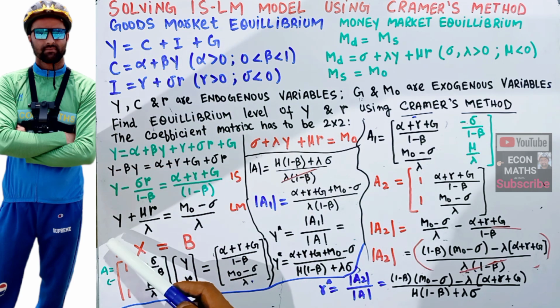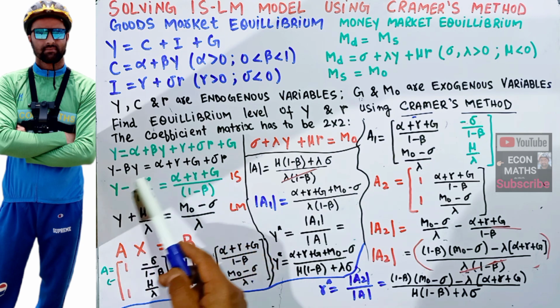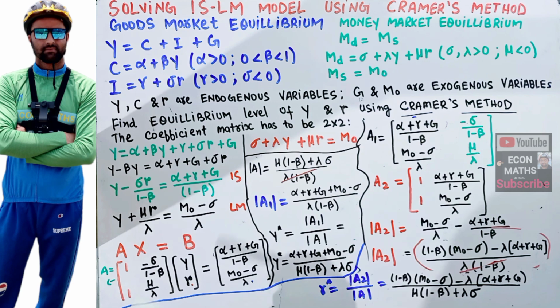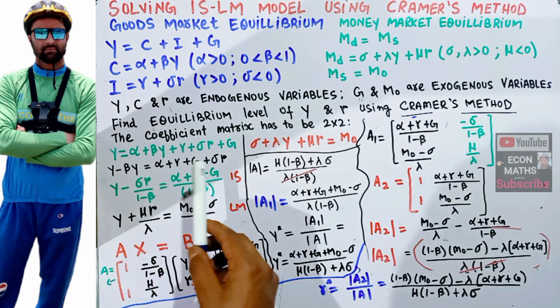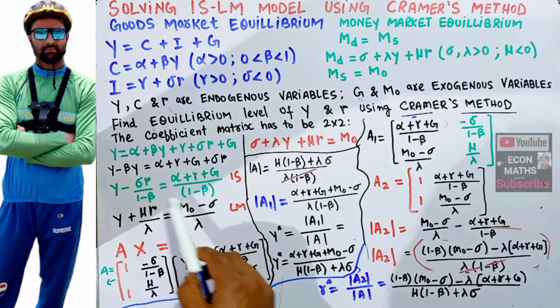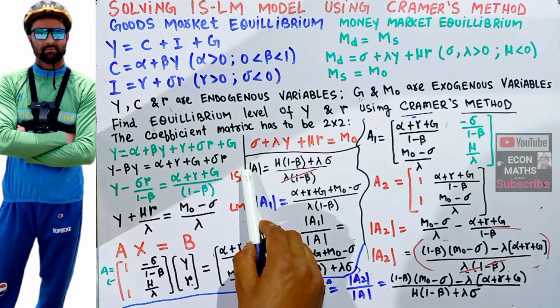Then we solved it for income, rather we formed this very equation, that is our IS equation. We moved all the constant terms to the right hand side.